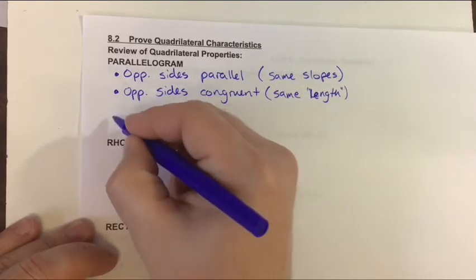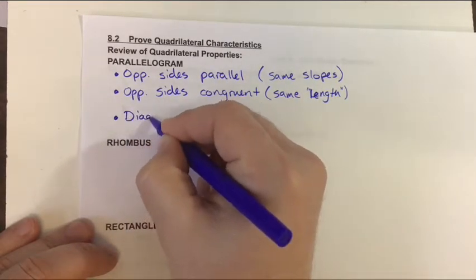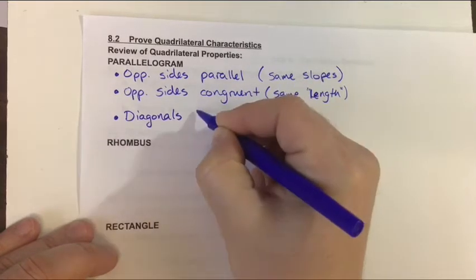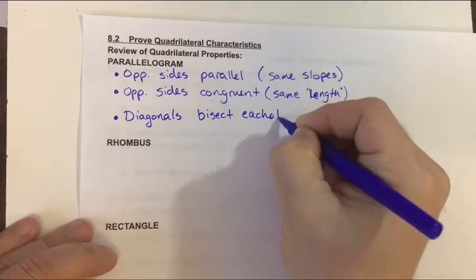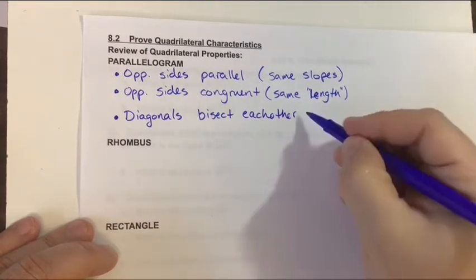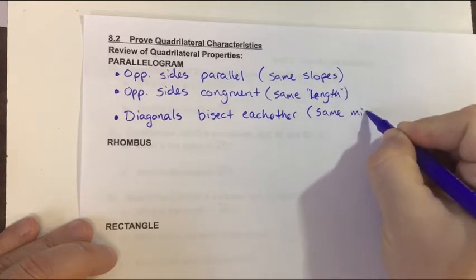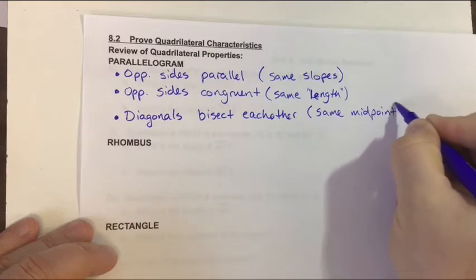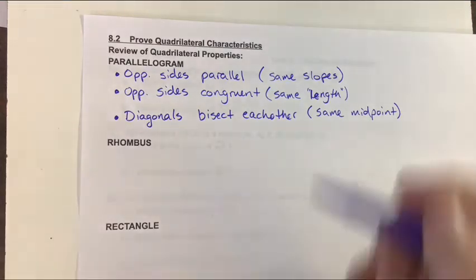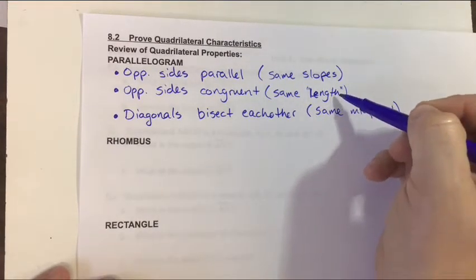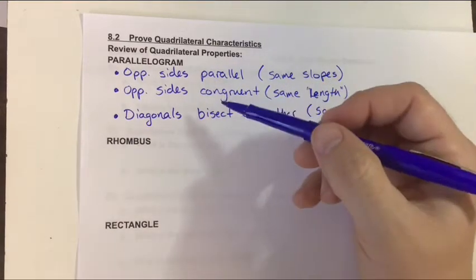And then the other characteristic we're really going to focus on, the main one we're going to focus on, is that the diagonals bisect each other. Well, if two segments bisect each other, that means they have the same midpoint. So if I give you the ordered pairs for the four corners of a quadrilateral, we could use slope formula, distance formula, and midpoint formula to figure out that it was in fact a parallelogram.